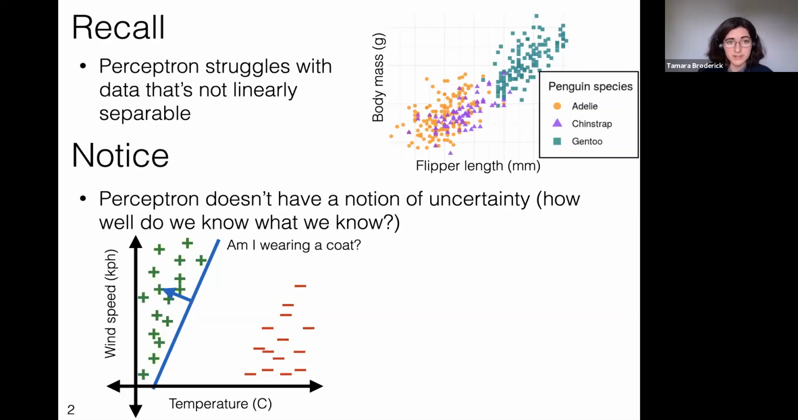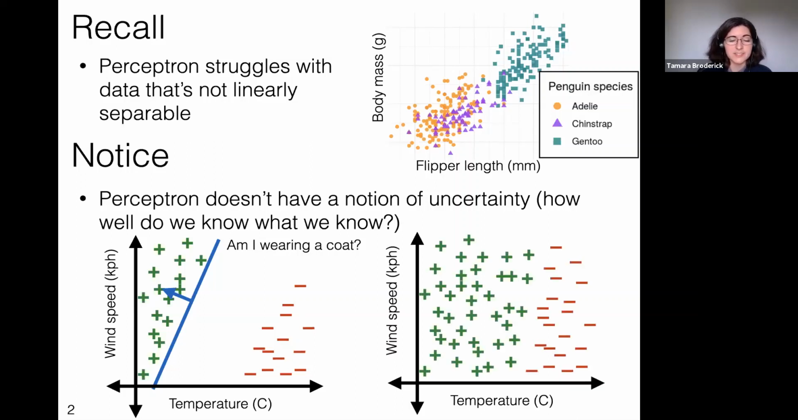Now, let's suppose that we've gone and collected more data. So this is just the same set of data, but now we've actually collected some data in that intermediate area. And so maybe it turns out that this is a good classifier. Maybe I like to wear a coat when it's a little bit warmer out, maybe I run a little bit cold.